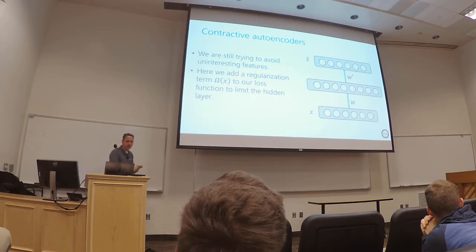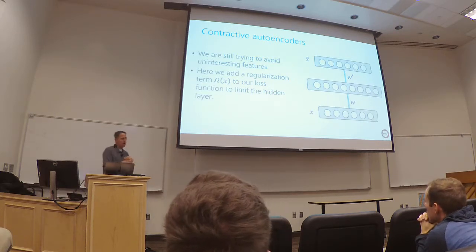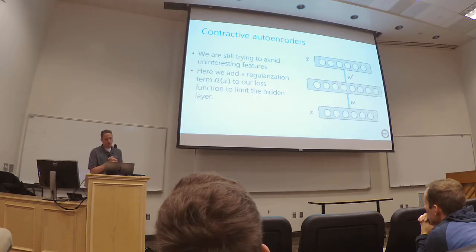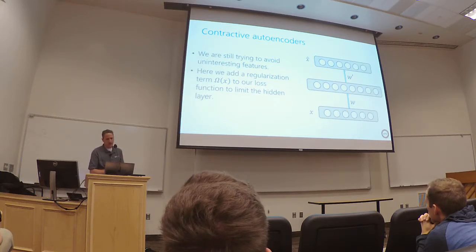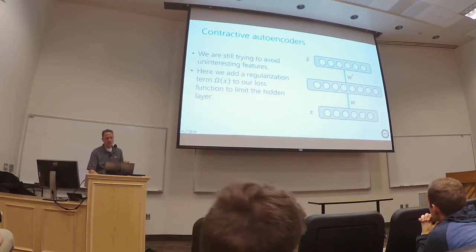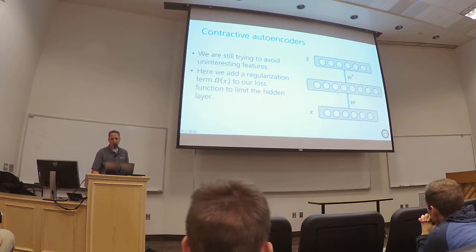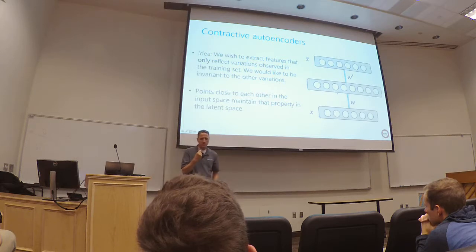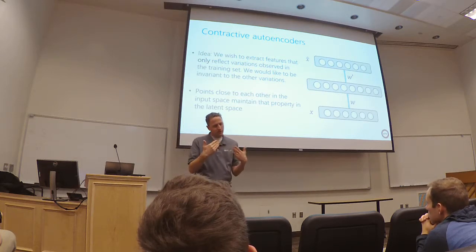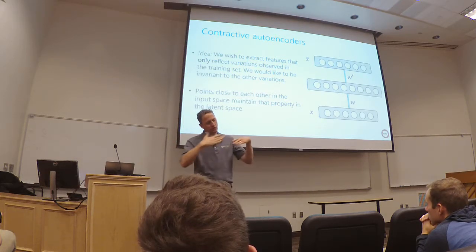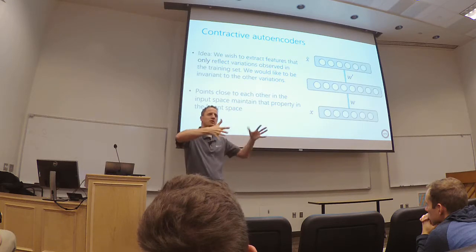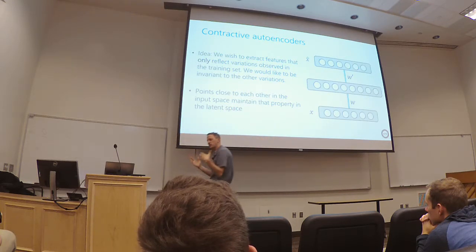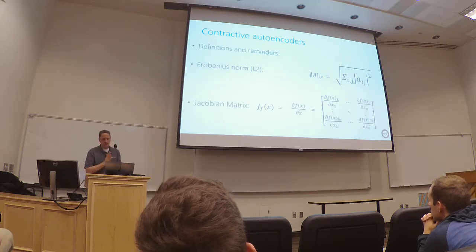One more strategy for avoiding uninteresting features or uninteresting middle layers is called contractive autoencoders. And so here, same strategy, we're going to add some sort of regularization term. The idea behind contractive autoencoders is that we'd like to figure out which directions of variation in the original image manifold space we care about, and which directions we don't. And so to do that, a little definition.